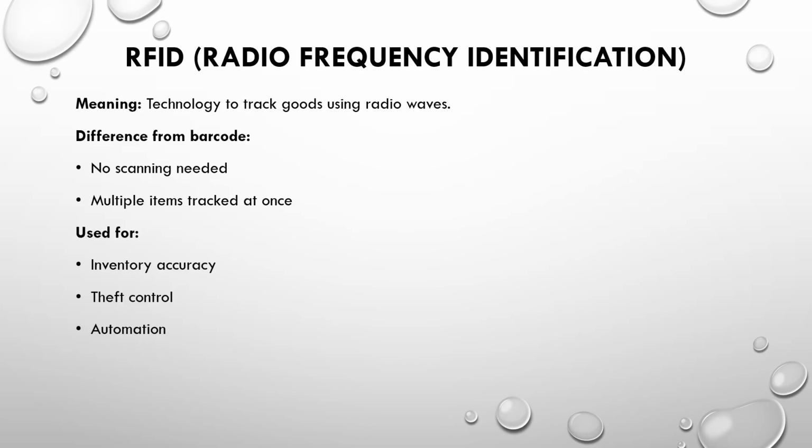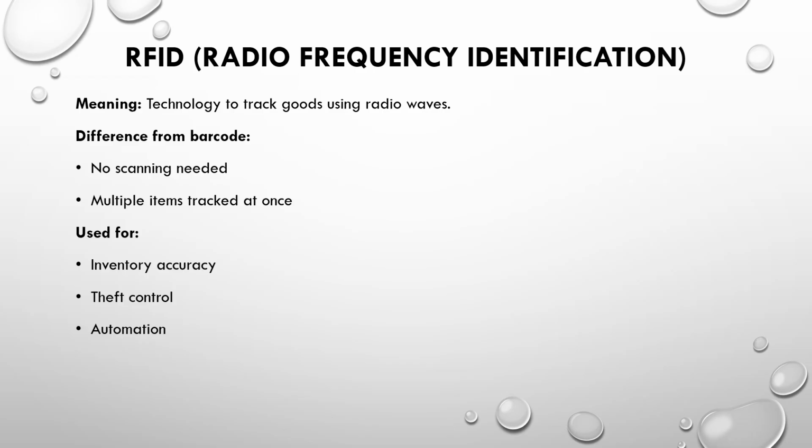Now let us understand RFID, which is radio frequency identification. RFID is a technology used to track goods using radio waves. Instead of scanning items one by one, RFID automatically detects items using special tags. The difference between RFID and barcode. Unlike barcodes, RFID does not require manual scanning. With RFID, multiple items can be tracked at the same time. This makes warehouse operations faster and more accurate.